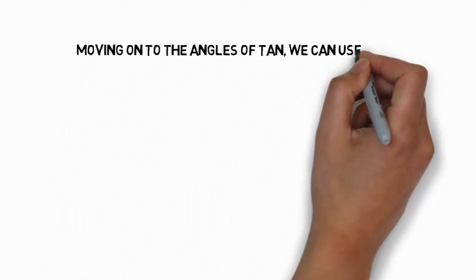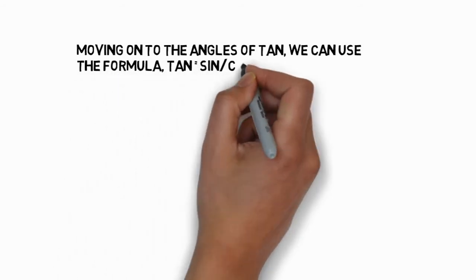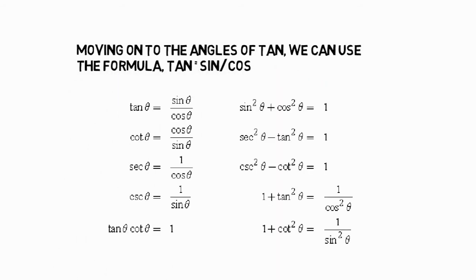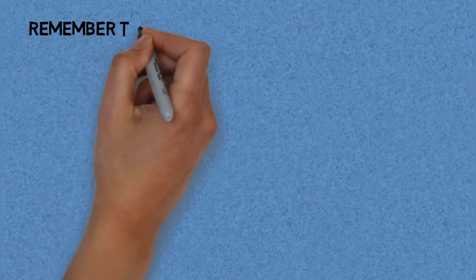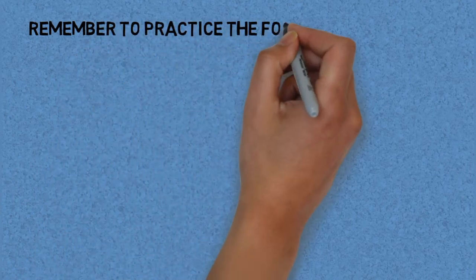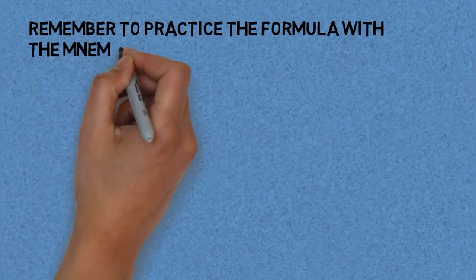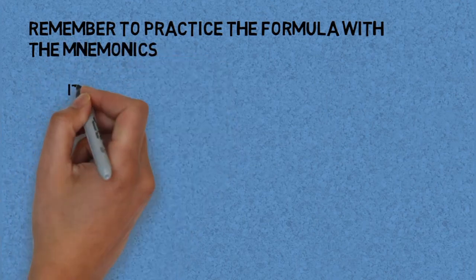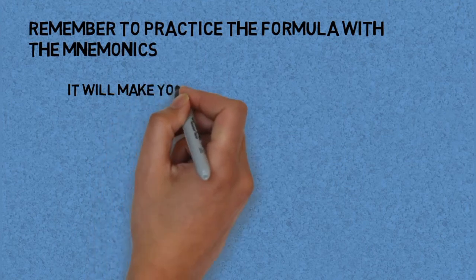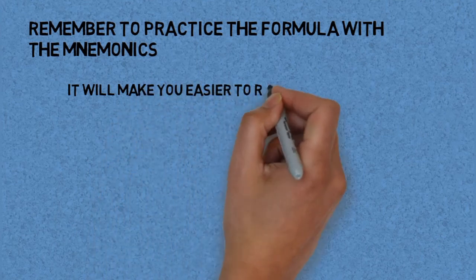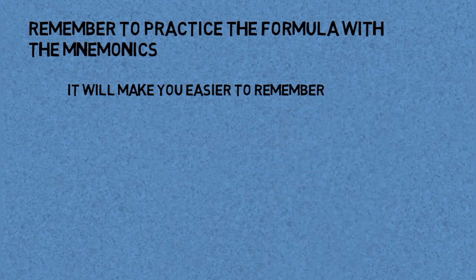Moving on to the angles of tan, we can use the formula sin theta by cos theta. If you don't know the formula, have a look at these. You need to remember all these formulas, which are not very difficult. Remember to practice the formulas with the mnemonics to make it easier for you to remember efficiently. It will make it easier to remember.